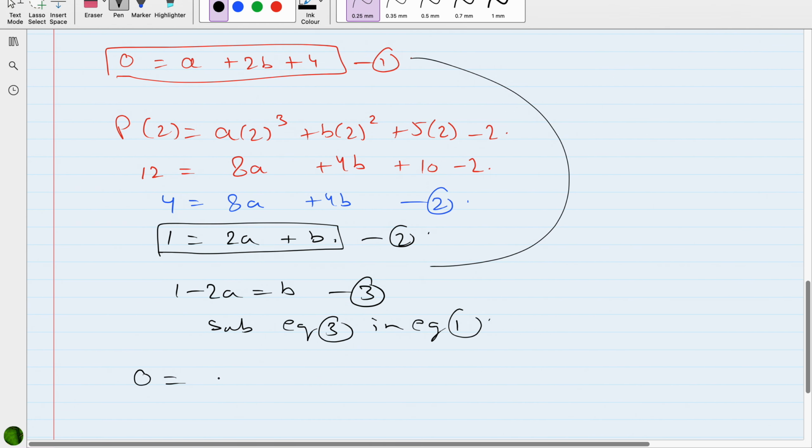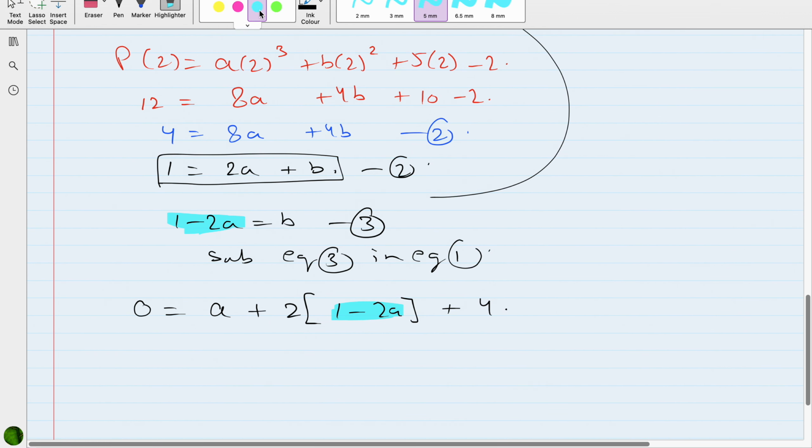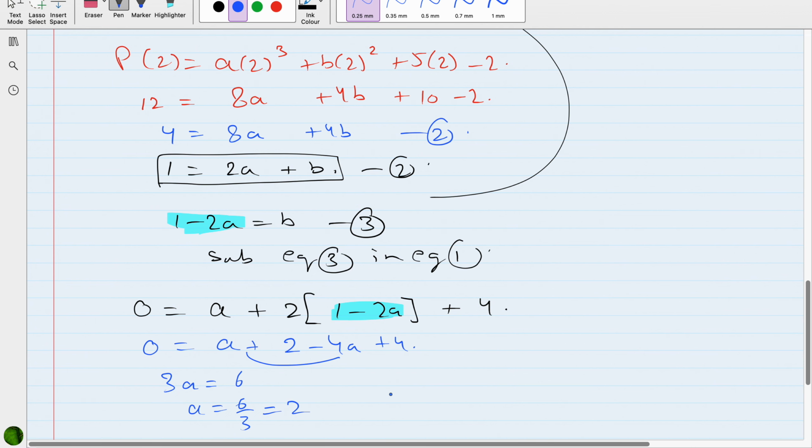That would be 0 is equal to a plus 2, and the value of b is 1 minus 2a, plus 4. So we substituted equation 3, 1 minus 2a, in equation 1. The only unknown is now the value of a. So that is 0 equals a plus 2 minus 4a plus 4. Adding these two is minus 3, take them to the other side positive. 3a is equal to 6, so a is equal to 6 by 3, which equals 2.